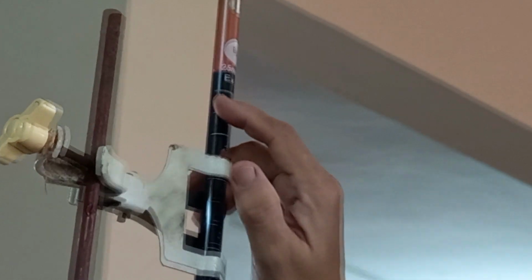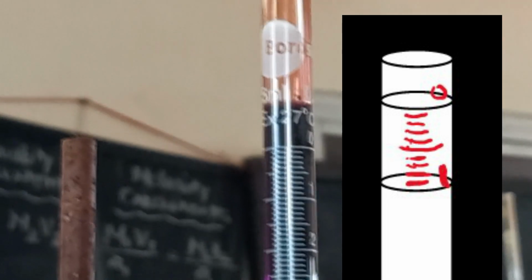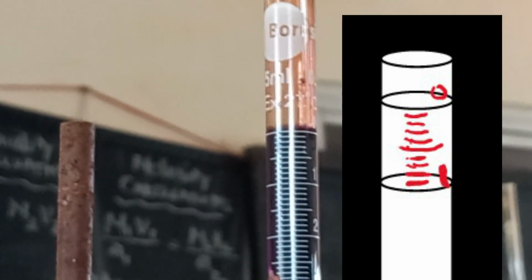This is the 0 mark, 0 line. A little above the 0 line I have taken the solution. Now why do I need to take a little more than that? In the same beaker I will collect the solution because I already rinsed the burette. I need to fill also the nozzle. So I will look at the solution on top and lower the solution level till the 0 mark.